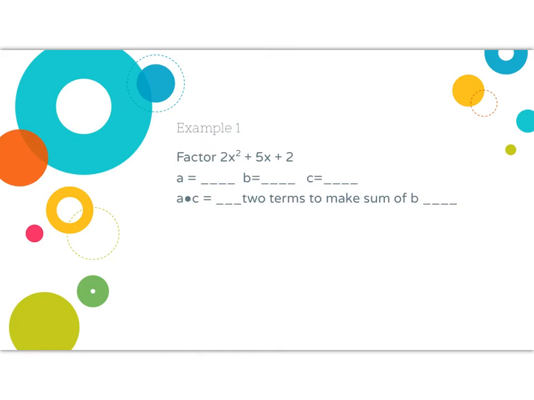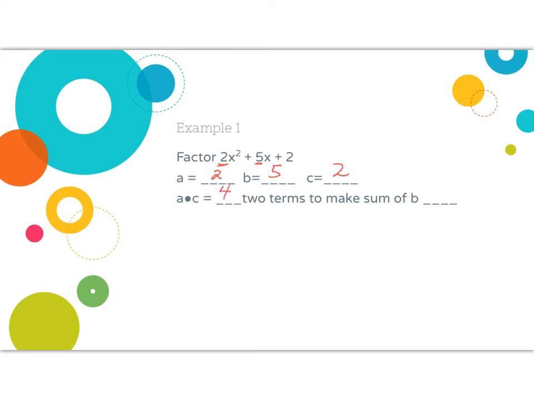Let's find out what the actual letters are. So a is always connected to our squared term, so that is 2. b is always connected to our x term, that's 5. And c is our coefficient, it's just a 2, or constant. What is a times c? Well, a times c is 4.